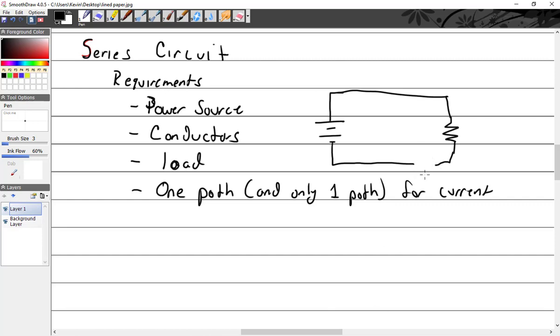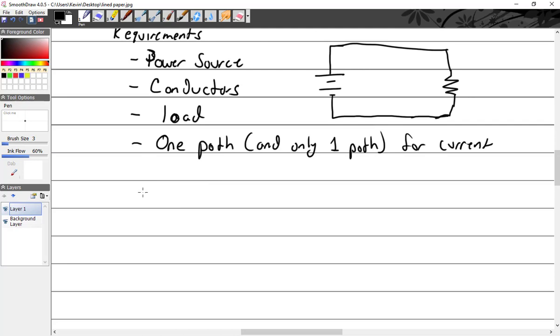What do I have here? Switch. Open circuit, or break. I have an open. It means it's off. So now we connect it. Now we have current flowing. One path and only one path. So that is a series circuit.